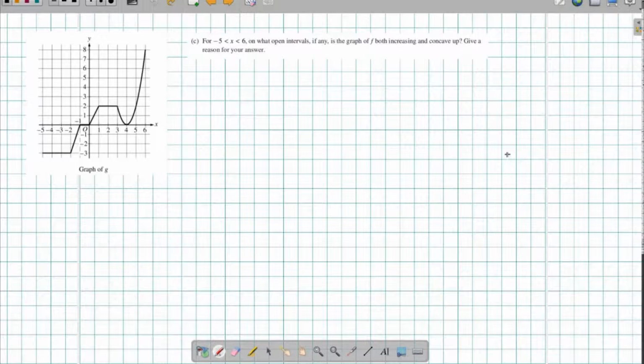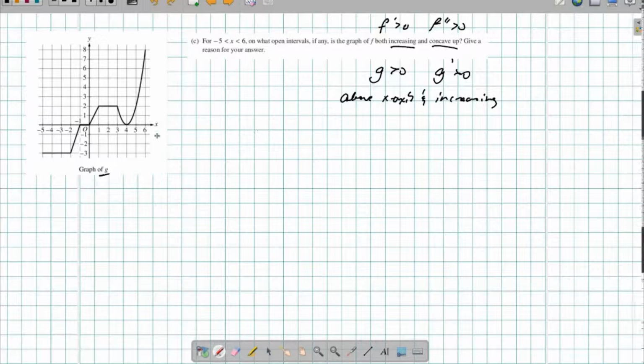On part C, it says, for negative 5 less than x less than 6, on what open intervals, if any, is the graph of f both increasing and concave up? So keep in mind, if f is increasing, that means that I want f prime to be greater than 0. And if I'm concave up, then I want f double prime to be greater than 0. But this is a graph of g. So I want to know where is g greater than 0 and where is g prime greater than 0. So in other words, g has to be above the x-axis and increasing. Well, I know it's above the x-axis from 0 onwards, but it's only increasing from 0 to 1 and from 4 to 6.